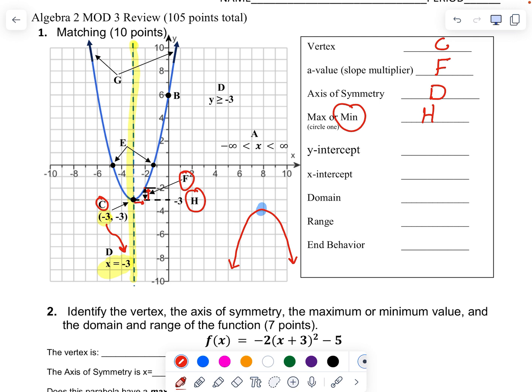The y-intercept, you probably know that one. It's the intersection with the y-axis, and the letter on this is B. The x-intercept, this one has 2 x-intercepts where it crosses the x-axis, E. X-intercepts are also known as solutions or roots or zeros.